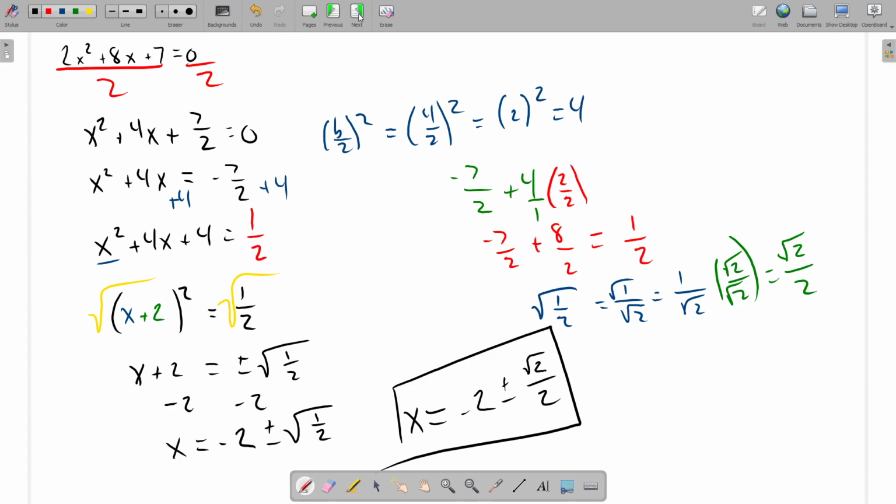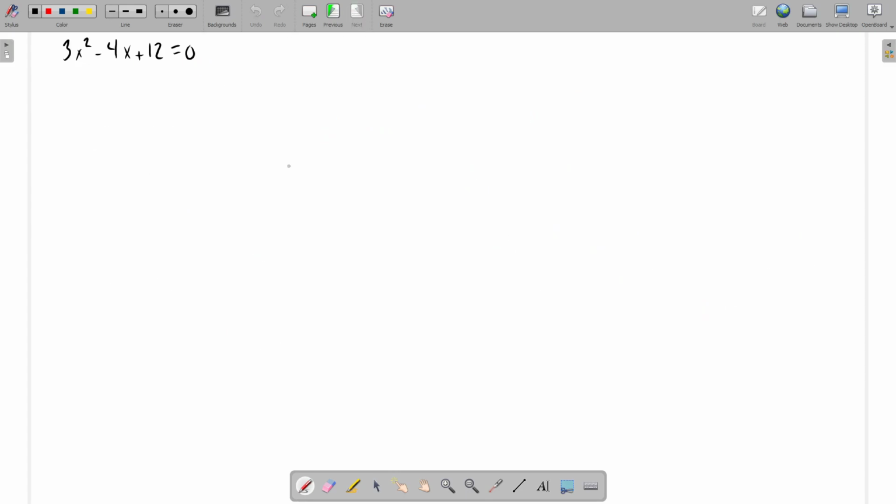Alright, we have one final example to look at, and this is going to be the hardest of the 3 examples. Alright, I don't like using that word. The most involved of the 3 examples. But we're going to do it in the same exact way that we've done the previous 2. I'm going to start by dividing everything by my a to make that a 1. So x squared minus 4x over 3 plus 12 over 3, which is 4, is equal to 0.